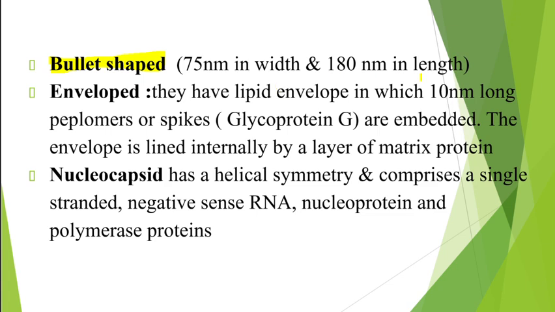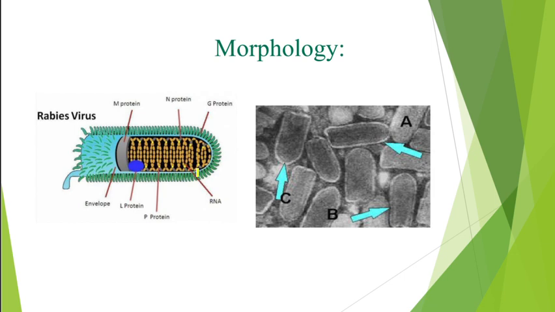And we all know there are three important parts in a virus, right? The outermost layer will be the envelope, the middle part will be the capsid, and the innermost part will be the nucleic acid. Similarly, rabies virus has an outer envelope. It is an example of an enveloped virus. The outer envelope of the rabies virus is embedded with 10 nanometer long peplomers or spikes, that is glycoprotein G. You can see the glycoprotein G spikes in the picture.